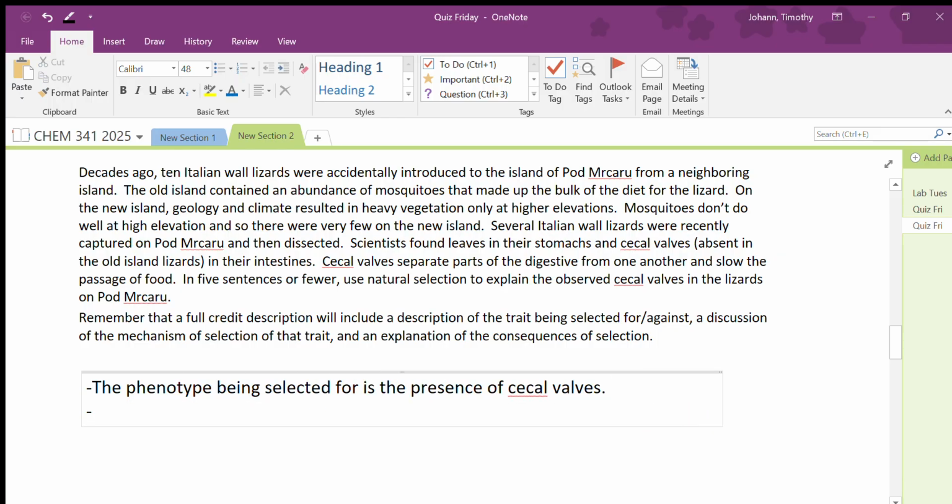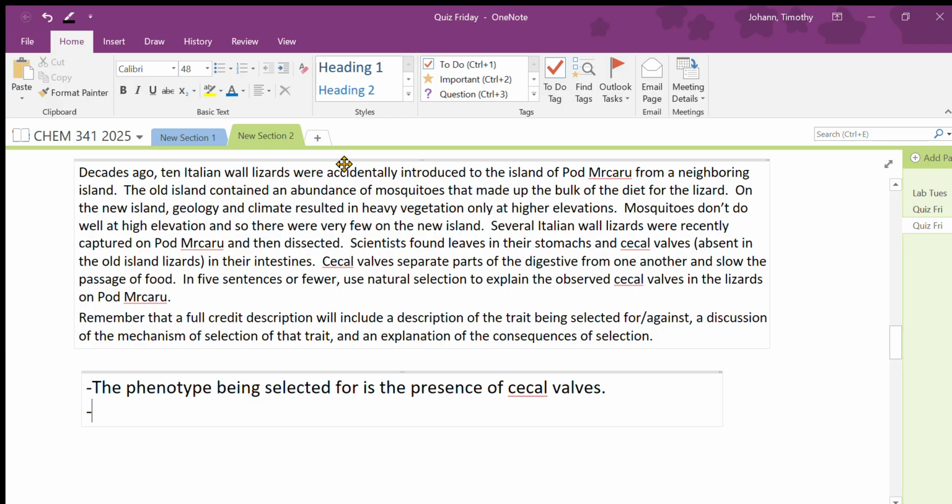All right, mechanism of selection. I'm going to let you save your voice. Neeb? I said the lizards that possess cecal valves can extract more nutrients from vegetation as it takes longer to digest the food than the lizards without cecal valves. Yes. Okay. And they're more likely to survive, right? Or that might be the consequence.